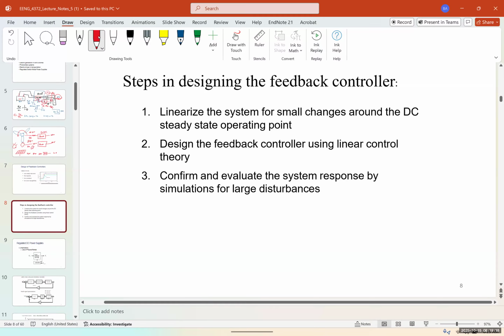Now, the steps in designing the feedback controller: we first need to linearize the system for small changes around the DC steady state operating point. We need to design the feedback controller using linear control theory, and we need to confirm and evaluate the system response by simulations for large disturbances.